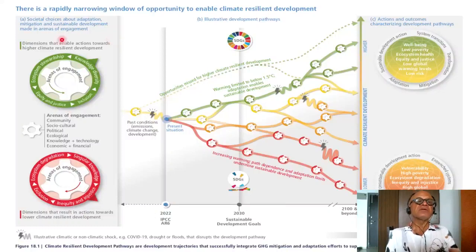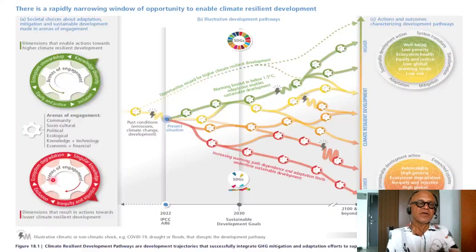But in this context of sustainable development and climate resilient development, let's look at the dimensions that result in actions towards lower climate resilient development versus dimensions that enable actions toward higher climate resilient development. So we have here arenas of engagement: community, social, socio-cultural, political, ecological, knowledge plus technology, economic plus financial, and there are gearboxes which can take you this way or that way. So in the actions enabling higher climate resilient development, you have ecosystem stewardship feeding into equity and justice, which results in inclusion and provides engagement and knowledge diversity as well.